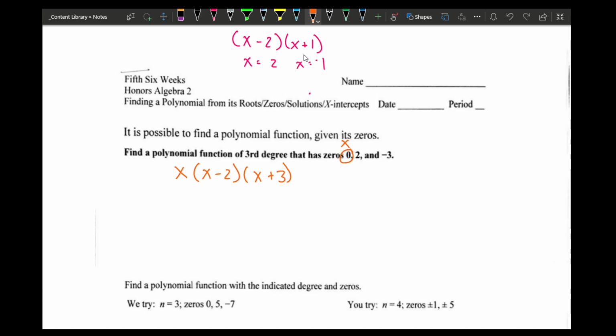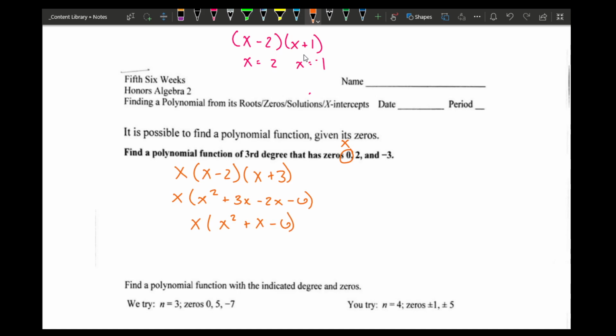So I'm essentially just going to take this x and put it like this. I'm going to say x times x is x squared, x times 3 is plus 3x. Negative 2 times x will be minus 2x. And negative 2 times 3 will be minus 6. And then I'll clean up the inside. I'll collect my like terms. x times a quantity x squared plus x minus 6.